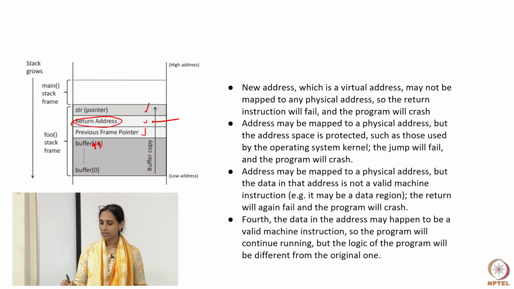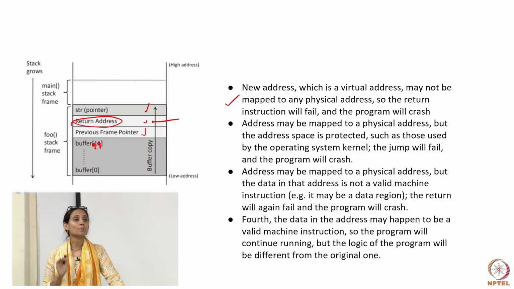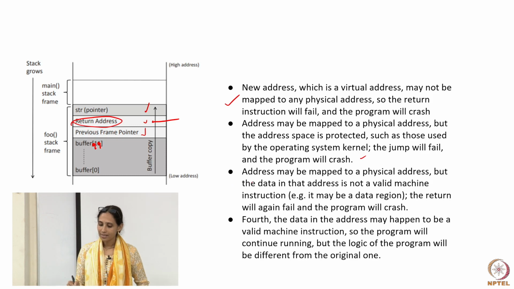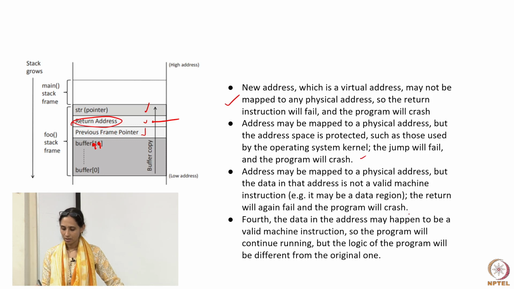So that is case 1, where it is an invalid address, and the program will crash. Case 2 is where it is a valid address, but it is a protected address. Maybe the kernel is writing something in that space where a user cannot access it. In this case also the program will crash. The third case is that it may not be protected, but the address is not an instruction. Remember, the return address has to point to an instruction for it to execute. If it is not an instruction, if it is a data portion, then again the program will crash. Okay.